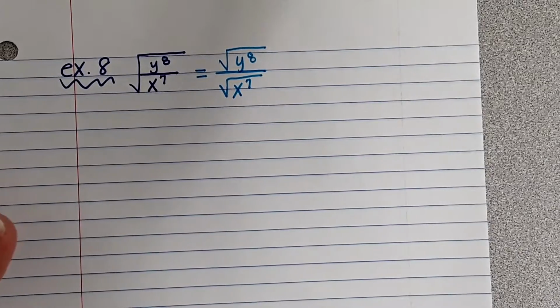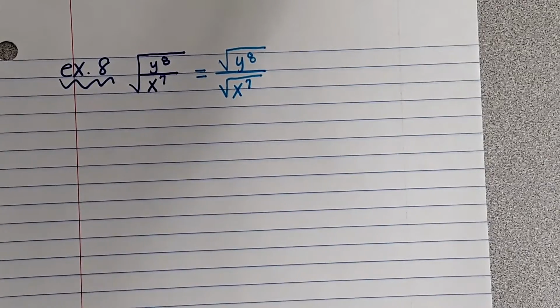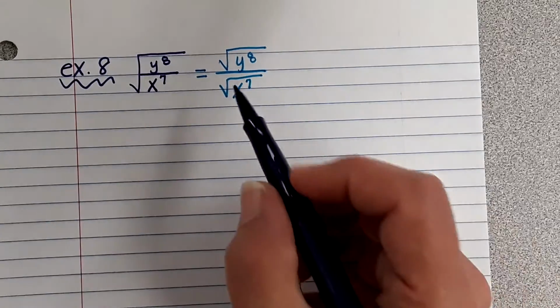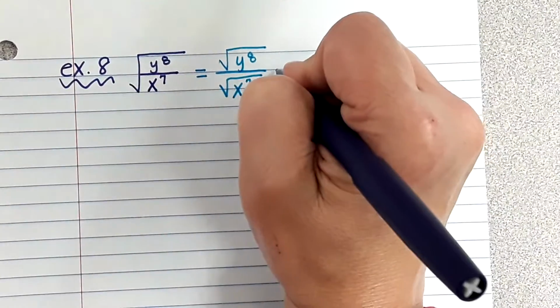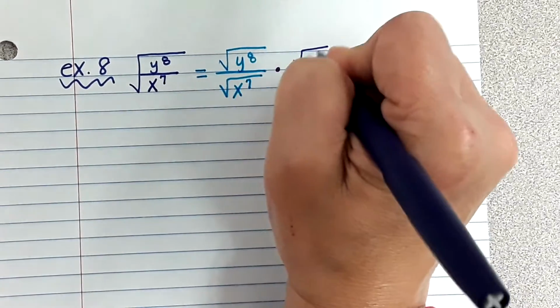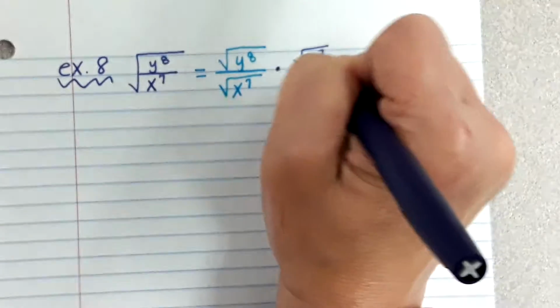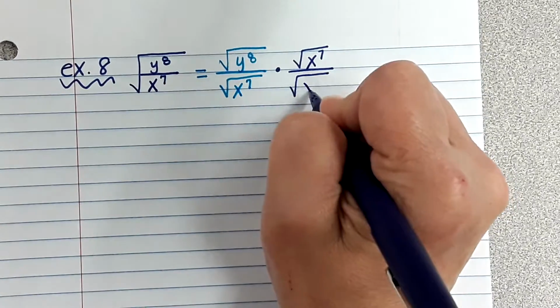Now, in algebra, you learned how to do this, and probably when you did right triangles and special right triangles, you had to rationalize the denominator if there was a radical in the denominator. This is what we call rationalizing. In order to rationalize it, you're going to multiply the numerator and the denominator by the denominator. So what is in the denominator? The square root of x to the 7th. So we're going to multiply not only the top by the square root of x to the 7th, but also the denominator.